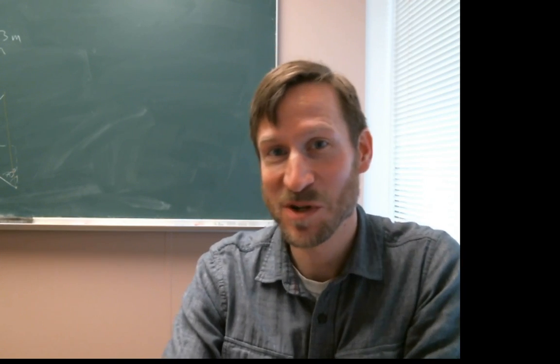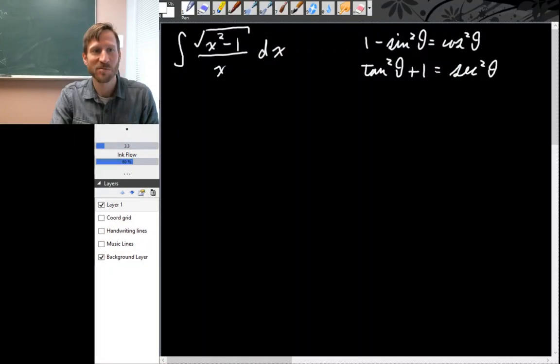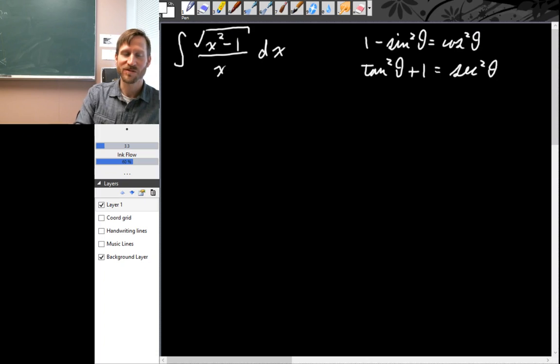All right, final video in our series of situations where the integrand gives us a hint on what sort of backward substitution to do. Here's our example for this time. The integral of the square root of x squared minus 1 over x dx.